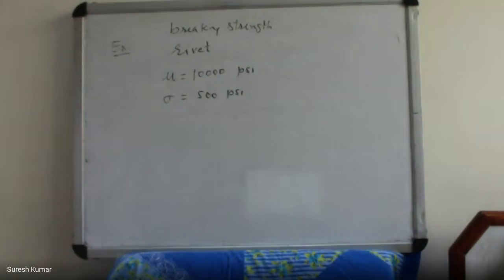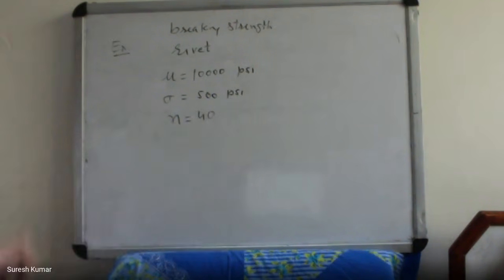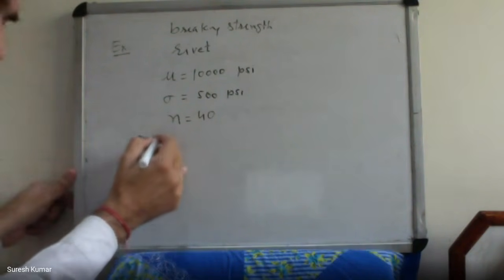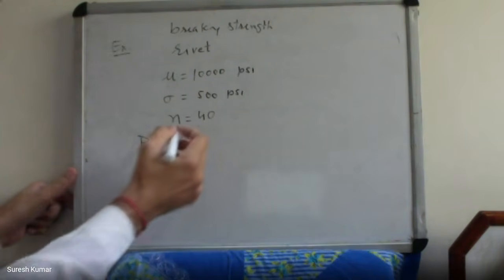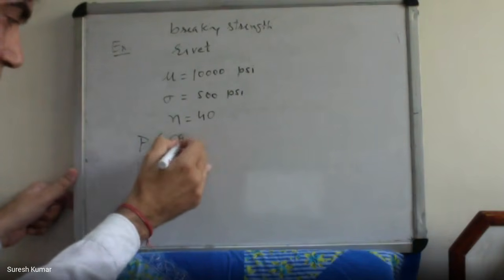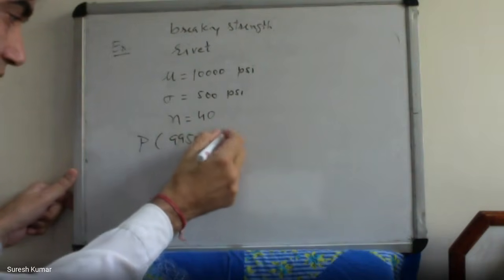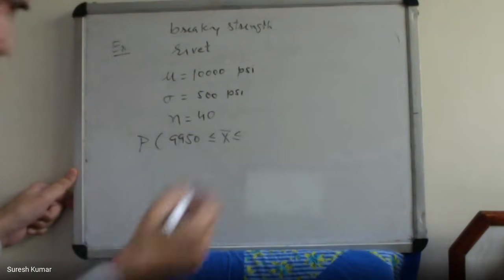What is the probability that the sample mean breaking strength for a random sample of 40 rivets, n is 40, is between 9950 and 10250? Meaning, find the probability of x bar lying between 9950 and 10250.